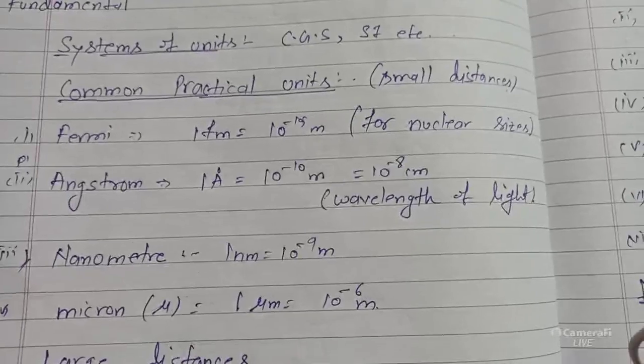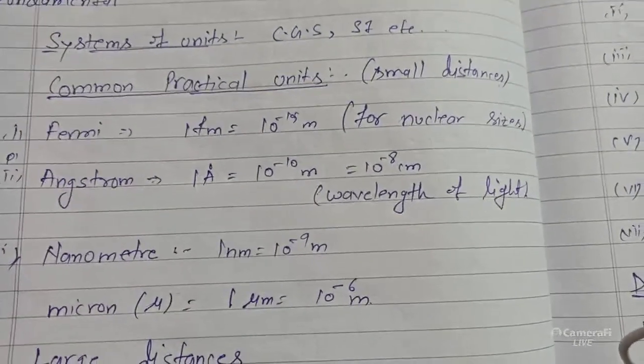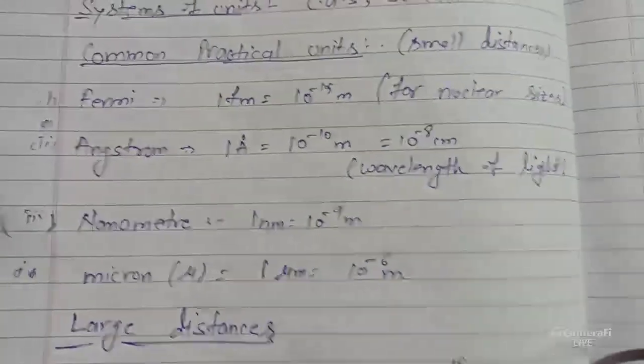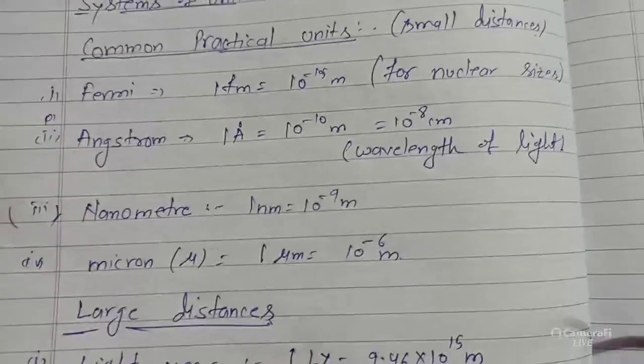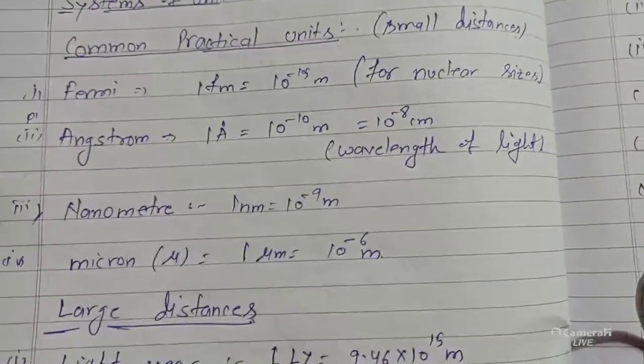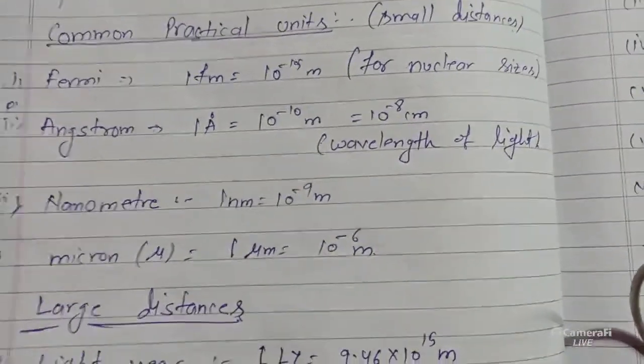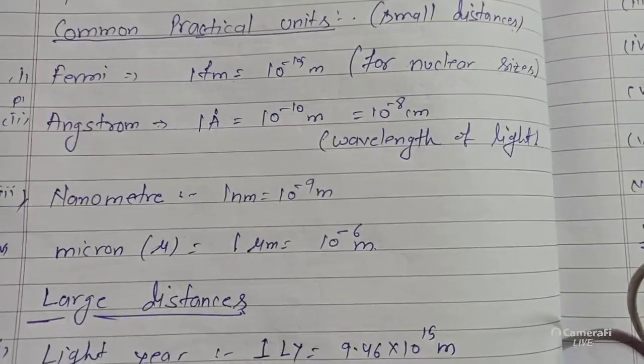How, why are we using it? We are using it for nuclear sizes. Number two is what? Angstrom. It can be written as a circle, a small circle or dot over A. The value of angstrom is 10 to the power minus 10 meter, and in centimeter it will be 10 to the power minus 8 centimeter.